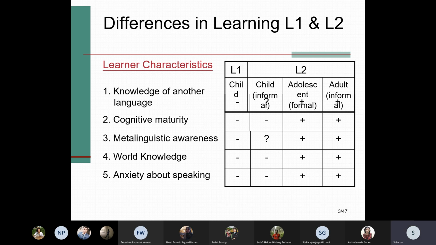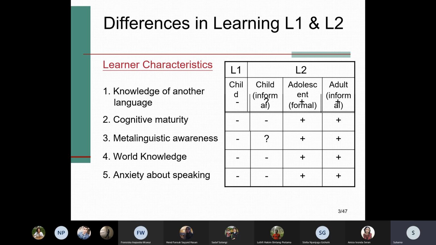Okay, back to the meta-linguistic awareness. The children do not yet have such awareness, that is, that language is used for communication. Second, that language has rules. Only adult learners have the meta-linguistic awareness, meaning that language is for communication and language has rules, so we should learn the rules and so on and so on.